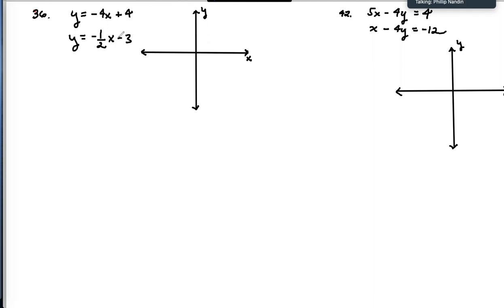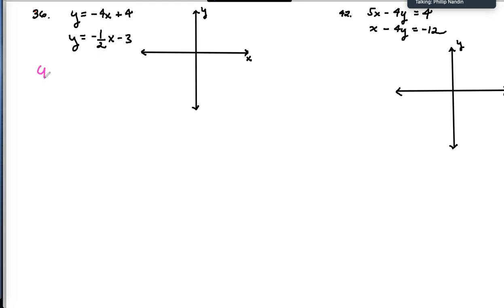Okay, now for number 36 and for 42, both of these have the same directions, and the directions read that you have to solve this system by graphing. So I have to solve this system of equations by graphing, and the way you do that is you graph this equation, then you graph this equation, you see where the two lines intersect, and then that is your solution.